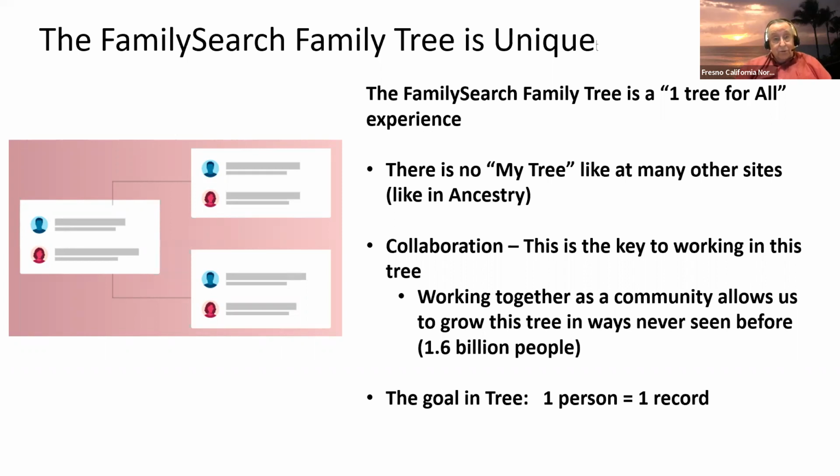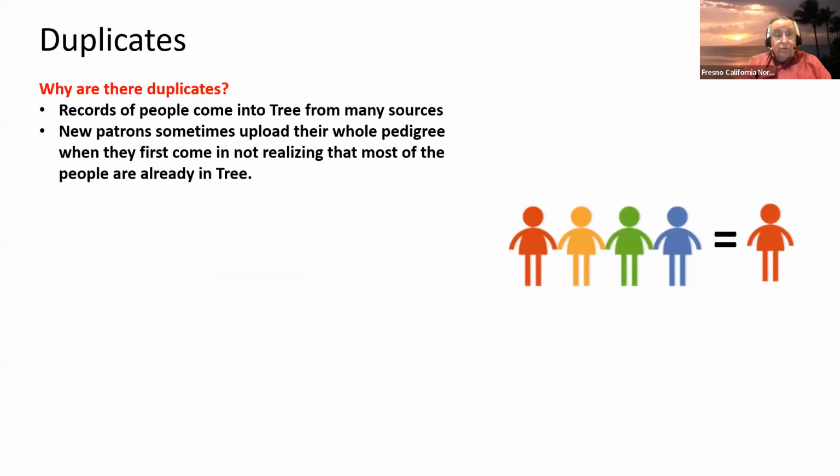In other words, no duplicates of the people. And that's the big problem that we have. Okay, duplicates. Why are there duplicates there? Well, the records came into this tree from many different sources. So to begin with, we started a tree with a bunch of duplicates, and they never have gone away, partly because new patrons come along and they feel like, well, I've never been in this tree before, so therefore my people aren't there. I need to add them all in.